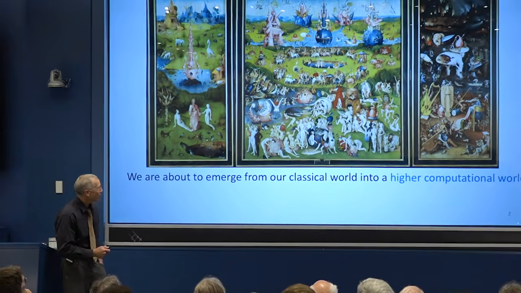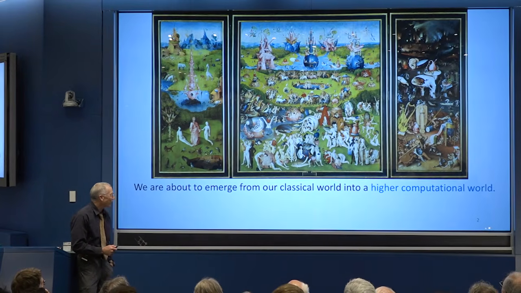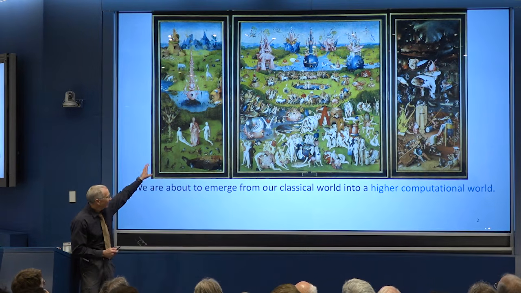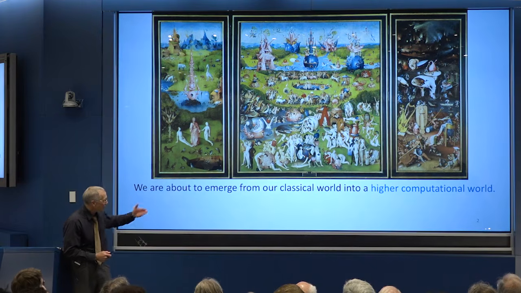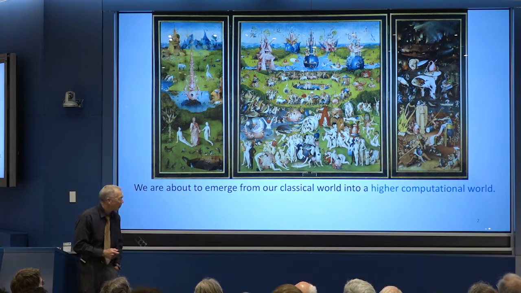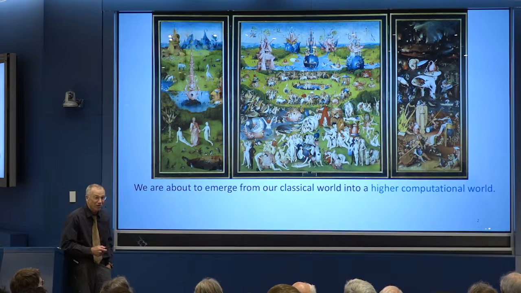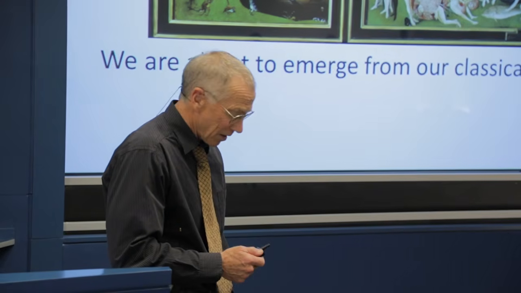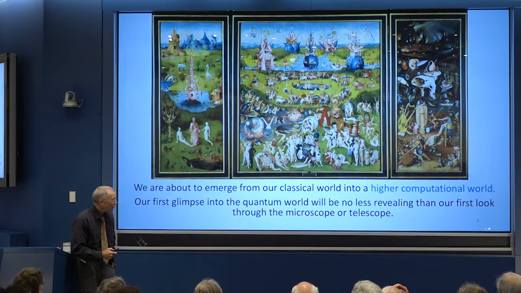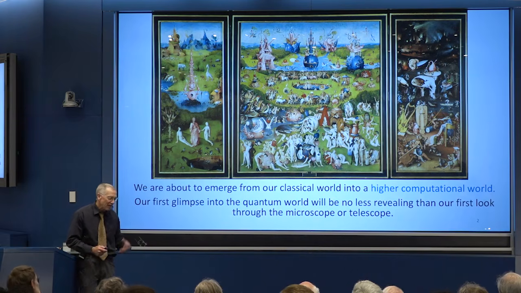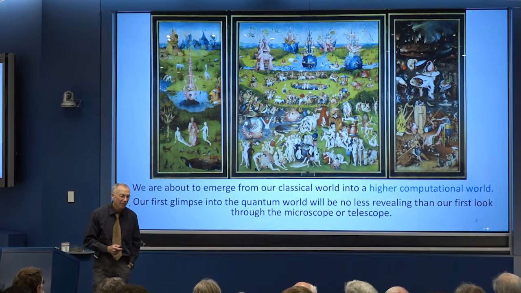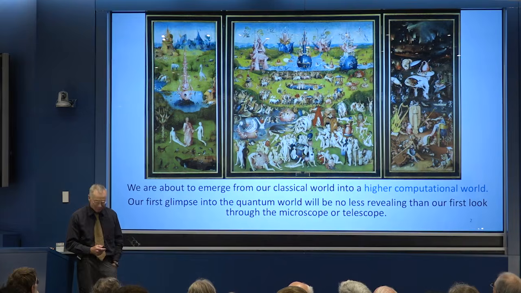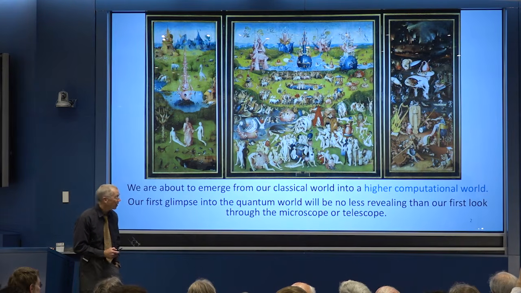This is this Bosch triptych, which I love, about different worlds: Earth, heaven, and the other one. And in some sense, from a computational point of view, we're on the verge of emerging into a new computational world with quantum computation. And I think once we're there, the glimpse we get from its computational power into the quantum world will really be similar to what we saw with the microscope and the telescope. We'll be able to look at questions where there's simply an exponential barrier that we can't get through now.